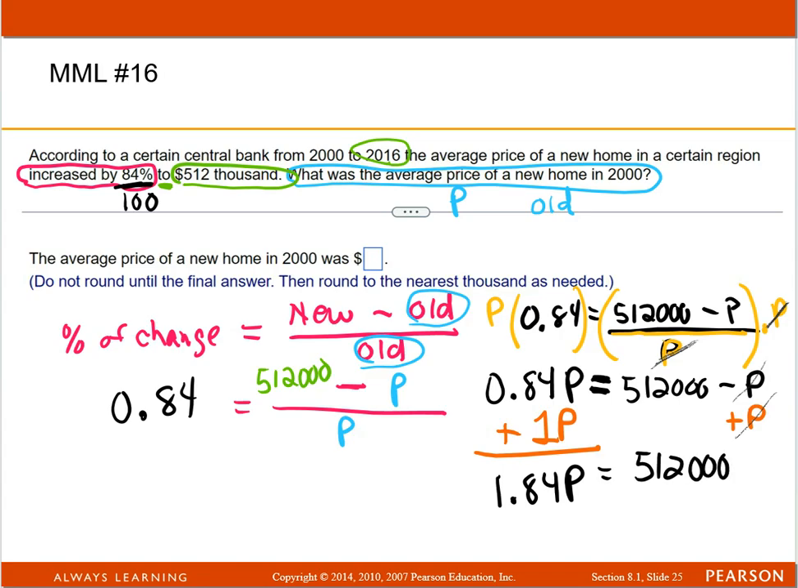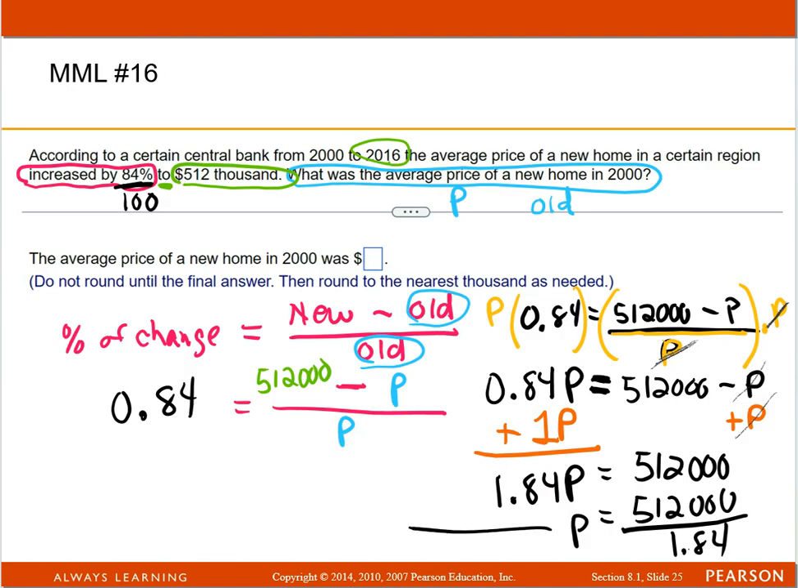equals the 512,000. And now all I have to do to solve for P is take, and P doesn't stand for percent, it stands for the price of a new home. I divide that by 1.84. So my answer better be smaller than 512,000, because remember that number is for the year 2016. And we're wanting the price back in the year 2000.